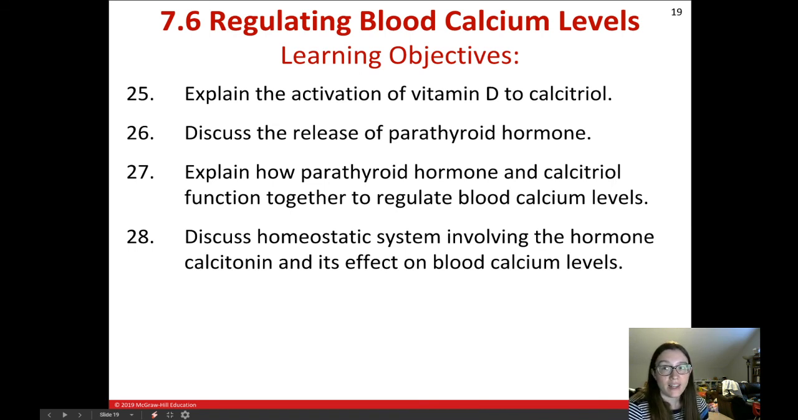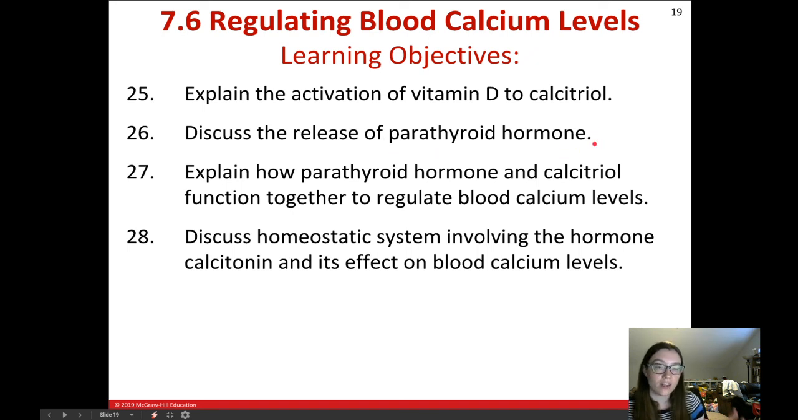So regulating blood calcium levels is a big section, and I want to talk about this. This is also the first time we're really going to be talking a lot about hormones. We mentioned vitamin D, and vitamin D is a vitamin, but it also acts as a hormone. And so we'll mention a little bit about hormones. And this is also one of the main homeostatic control mechanisms that we're going to learn for the skeletal system.